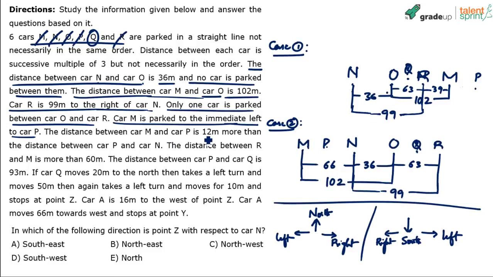Distance between M and P is 12 meters more than the distance between P and N. Distance between MP is 12 more than the distance between PN. Then the distance between P and N. Now try to do this. What is the distance between P and N? Can anyone find out the distance between P and N?